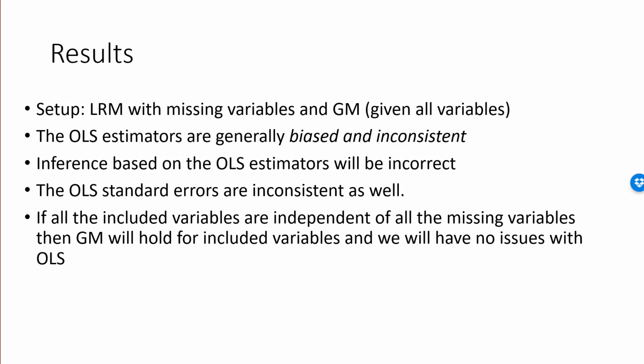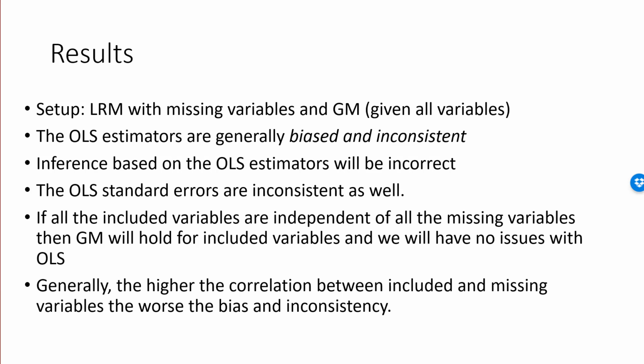And you can probably guess that since everything works fine if the missing variables are independent of the included ones, and it doesn't work in general, you can probably buy the fact that the higher the correlation between the included and missing variables, the worse the bias and the inconsistency. So excluding a variable that's highly correlated with an included variable will create quite a severe bias and inconsistency.